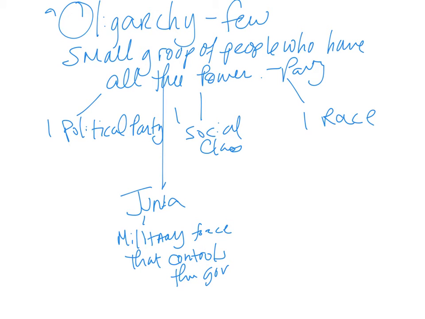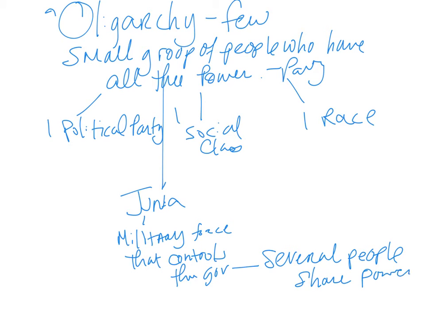A junta often operates much like a dictatorship, except that several people share power. So this is the difference: several people share power. And I want you to think back to this idea of when we say a few people are controlling the government. If several people are sharing the government, that means that there's a few.